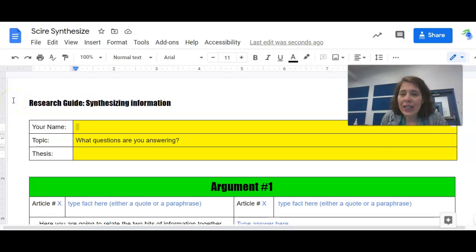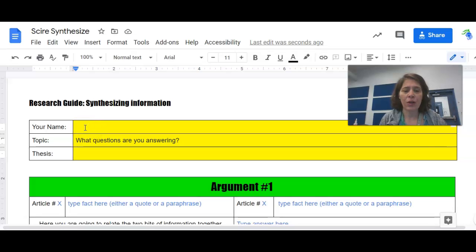Hi everybody, so today we are going to be synthesizing our information, and what that means is you're going to be taking all of those ideas that you put on your supporting arguments document for your topic, and you're going to be putting them together. You're going to be combining these ideas and putting them together, okay? So let's look at the document, see what we need to do.